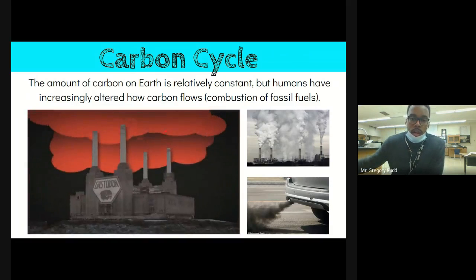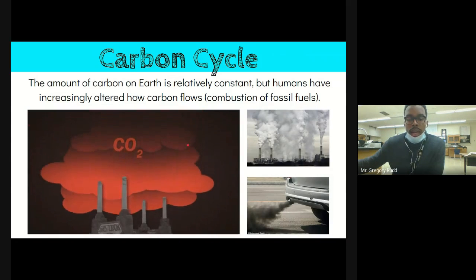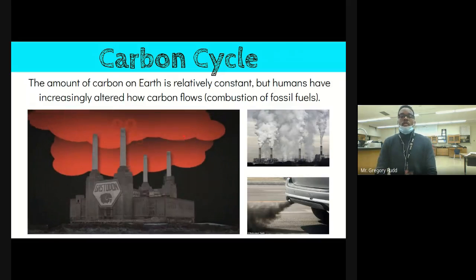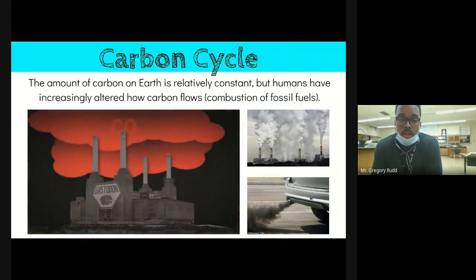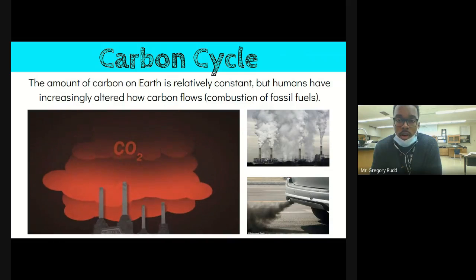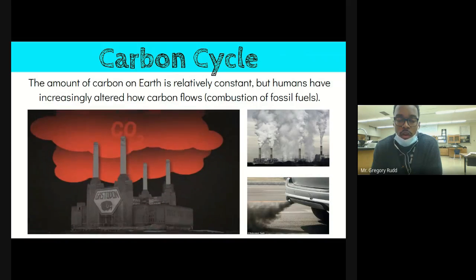So the amount of carbon on Earth is relatively constant. But of course, over the last 200 years, humans have increasingly altered how carbon flows into our atmosphere. So we've really thrown off the cycle.